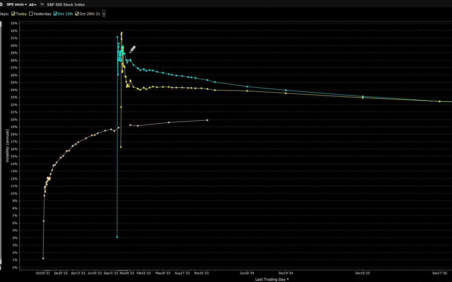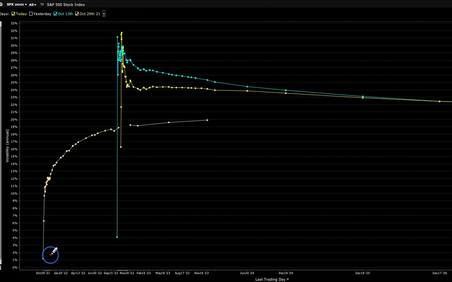Now, the other line we've included here is this blue line. And the blue line is the term structure from October 13th. That is when the S&P hit year-to-date lows around 3,500. And as you can see, even though short-dated implied volatility was up around where it is now, the longer-dated implied volatility was really quite a bit higher. So over the last 2 weeks, as the market has rallied, that longer-dated implied volatility has really decompressed to where we are today.